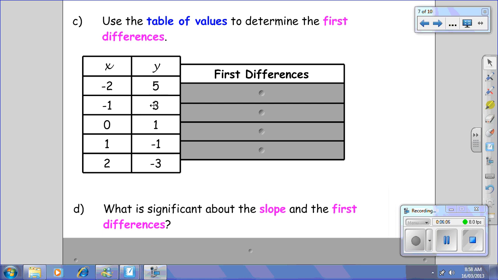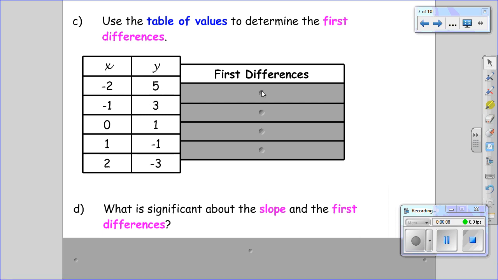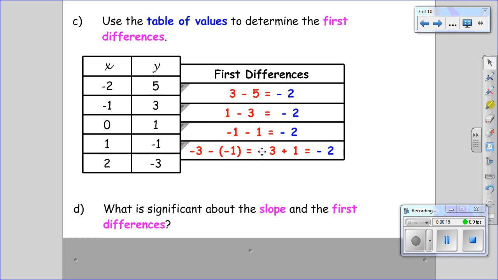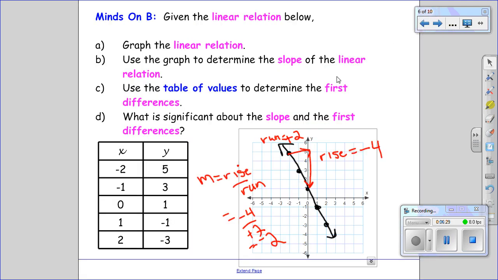And again, order matters, so we're going to start with 3 take away 5, which is -2. 1 take away 3, which is also -2. -1 take away 1, again -2. -3 take away -1 becomes -3 plus 1, because the subtract negative becomes +1. Again, if I look at the first differences, they're -2, and my slope was also -2.